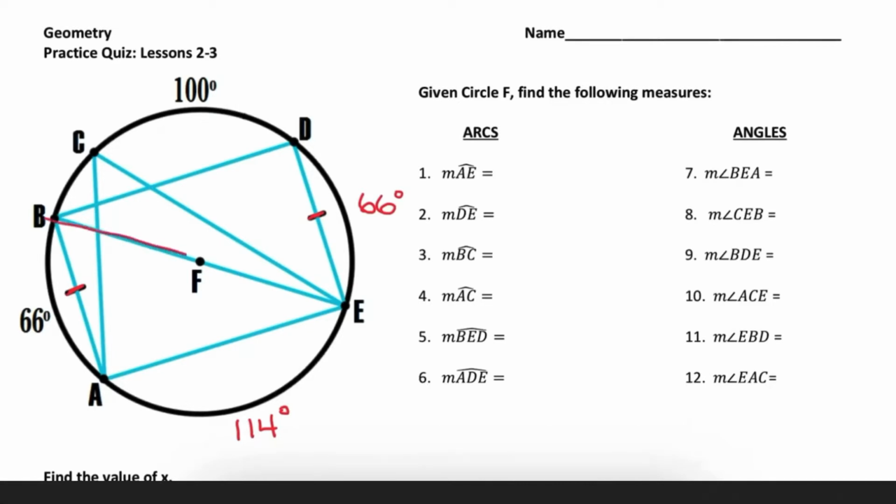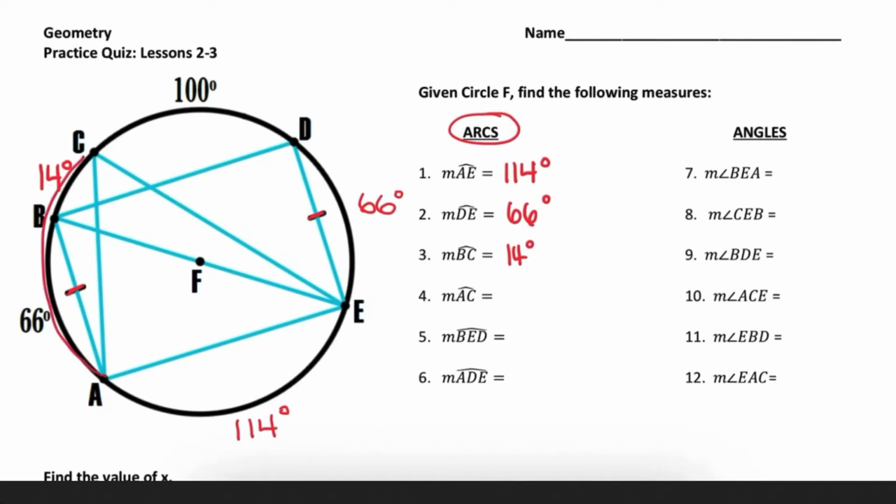And then I think I would look at another half circle, this semicircle over here. All of those arcs have to add up to 180. So 180 minus 100 minus 66 leaves us with 14 degrees for right here. Once you have all of that filled in, then you should be able to do all of the things in the arcs column. So we know that AE was 114, DE, we figured that out, BC, we figured that out.